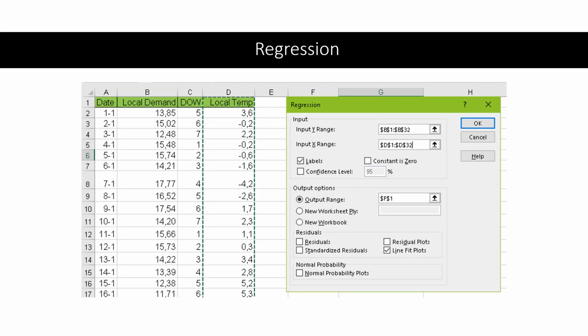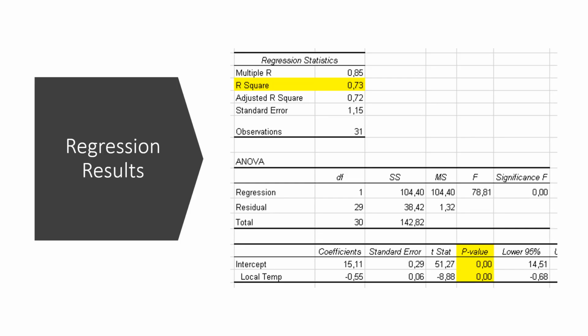Now that we see a strong correlation between temperature and demand, we will apply linear regression to approximate a straight line to that relationship. We want demand y as a function of temperature x. R square of 0.73 indicates that 73% of the variation of the demand is explained by the variation in temperature. The p-values of the coefficients are below 0.05, therefore the straight line is a good approximation.